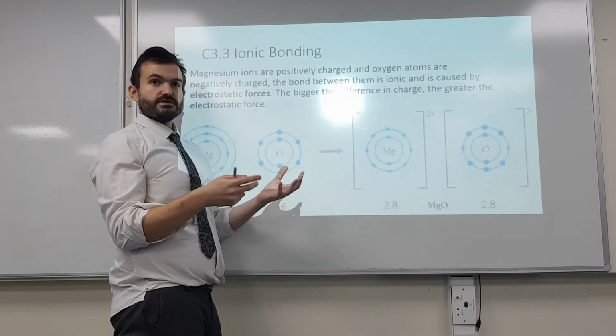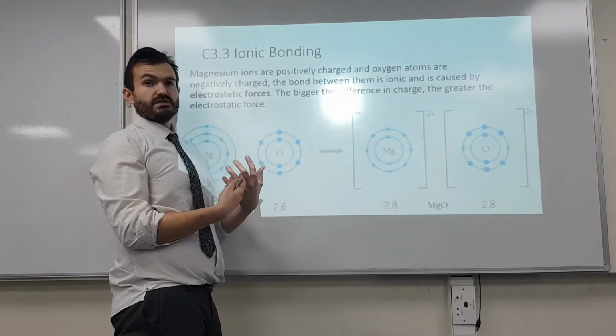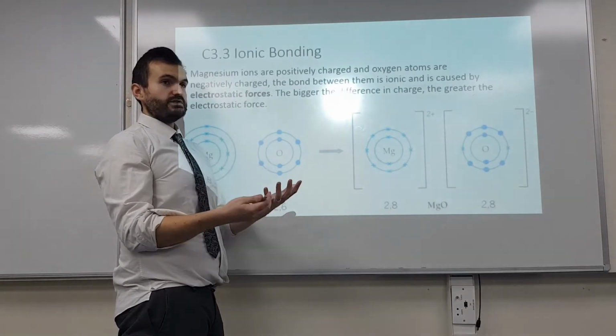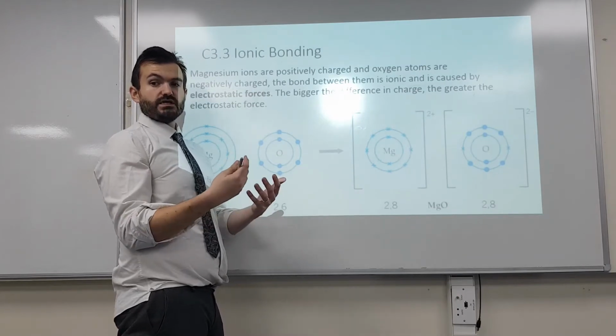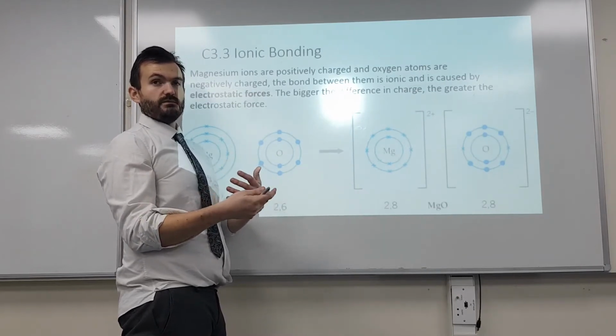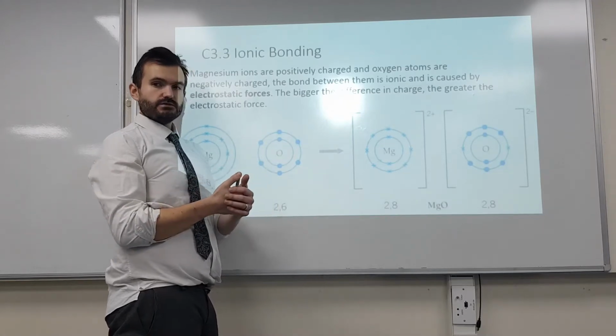So a bigger difference means a stronger force. A stronger force means more energy is needed to overcome it. More energy to overcome, which means a higher melting and boiling point. So you could predict that magnesium oxide has a higher melting point than sodium chloride because of that electrostatic force.